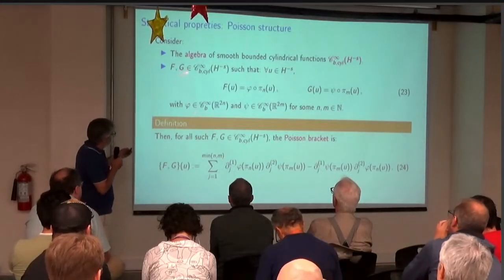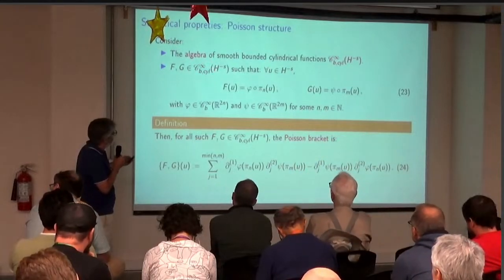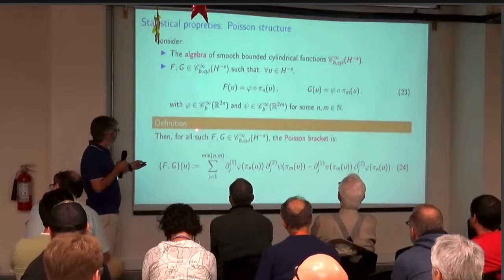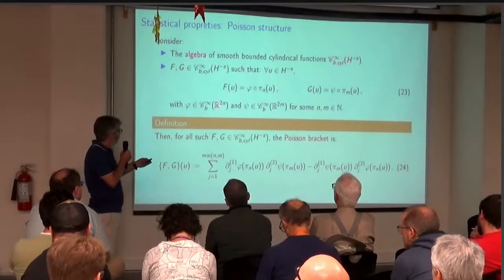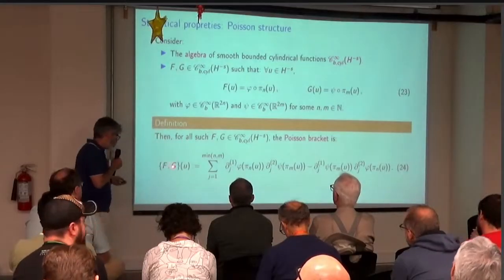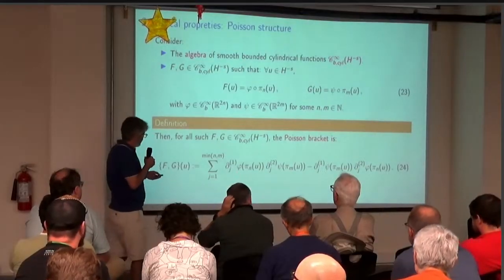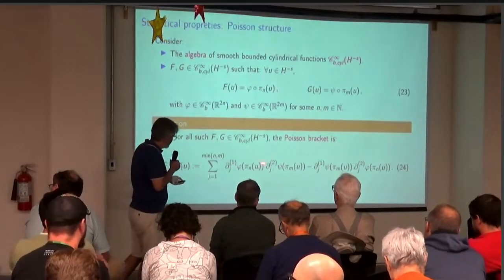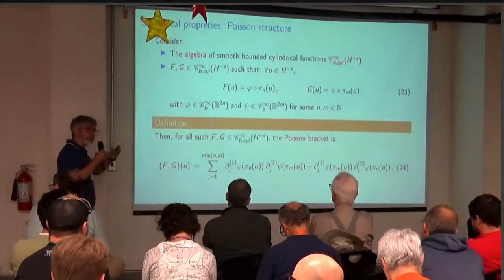So again, you take these cylindrical smooth functions, and remember that you can define them on a finite number of directions. Then you take phi depending only on 2n variables and the other one on 2m variables. And then you can define naturally the Poisson brackets because they are smooth functions. You can differentiate them without any problem, and then you can define the Poisson brackets in a similar way as on finite dimensional functions.